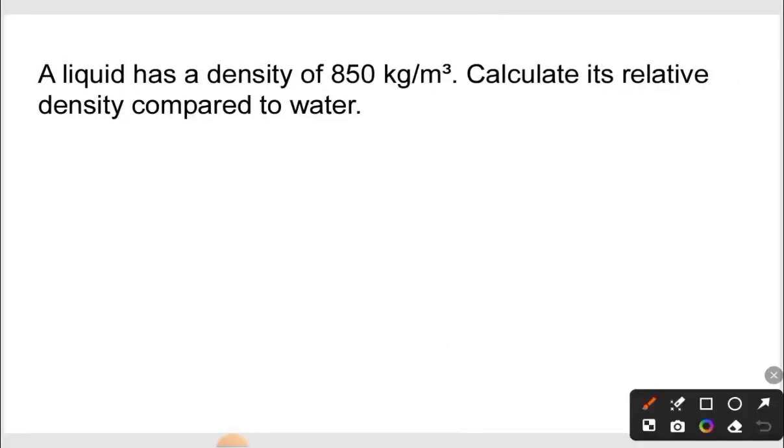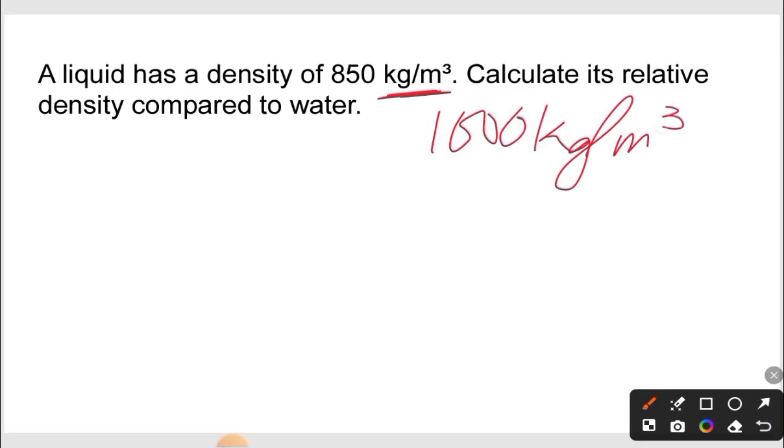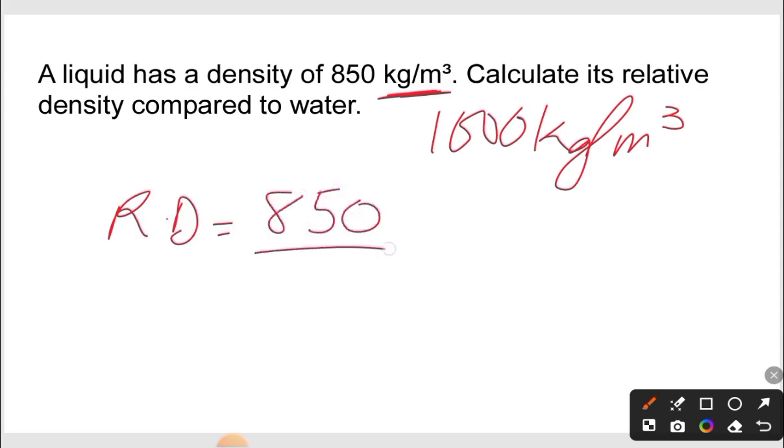Then the last question. A liquid has a density of 850 kg per meter cube. Calculate its relative density compared to water. Now with this, we have kilogram per meter cube, and I already mentioned that the density of water is 1000 kilogram per meter cube. Sometimes it will not be given to you in a question, so take note. So relative density equals, always say the formula, density of liquid over density of water. So 850 is for the liquid, then 1000 is for the water. We're going to have 0.85.